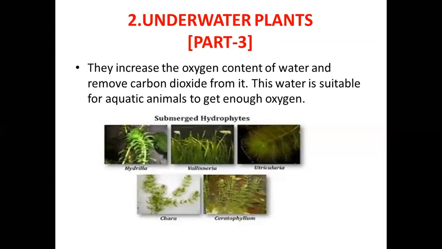In the previous part of this lesson, we have learned about the aquatic plants. Let us once revise what are aquatic plants. Plants growing in water are called aquatic plants, and mainly these aquatic plants are of two types. Those are floating aquatic plants and underwater plants.